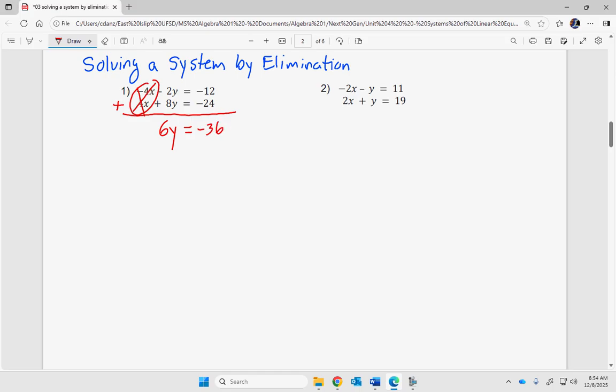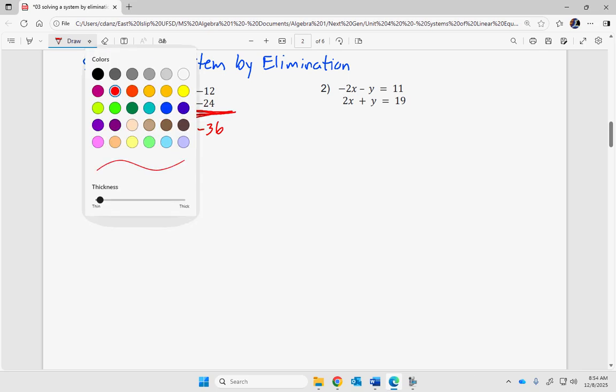So when you solve by elimination, we actually do need one of the variables to have coefficients that are opposites. So I had a negative 4 and a positive 4. That's how come when I added, they were eliminated. If they're not opposites, then I'm not allowed to put this plus sign and add the equations. So just know that we're looking for things lined up, and we're looking for one of the variables to have coefficients that are opposites.